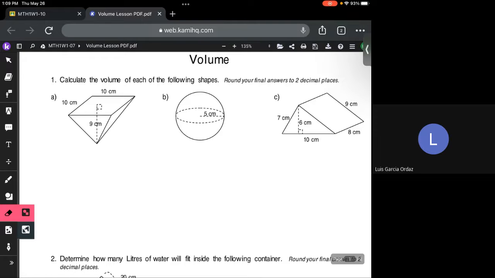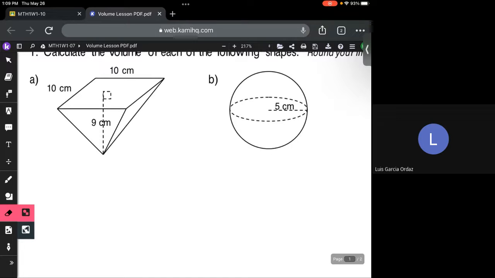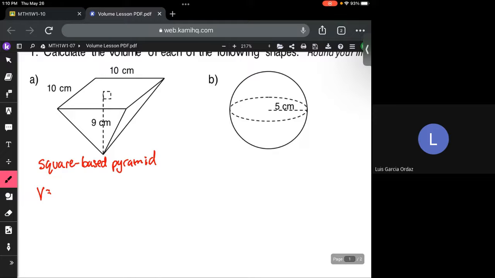So for the first one, Sean, what type of shape do we have? Yep, it's a square-based pyramid. Okay. So using your sheet, can someone tell me what the volume of a square-based pyramid is? What's the formula for the volume of a square-based pyramid? Yep. So base squared times the height divided by 3.